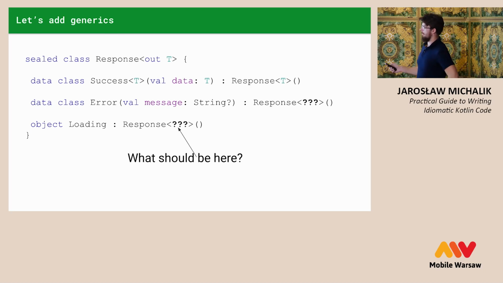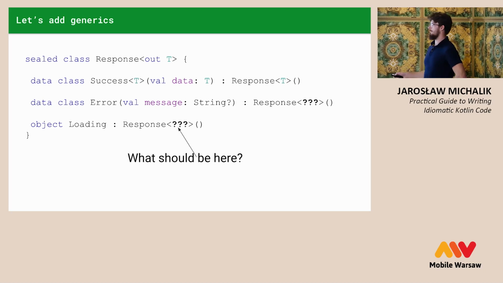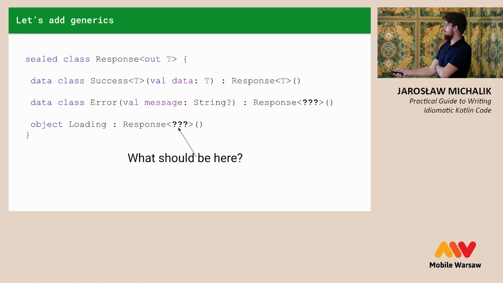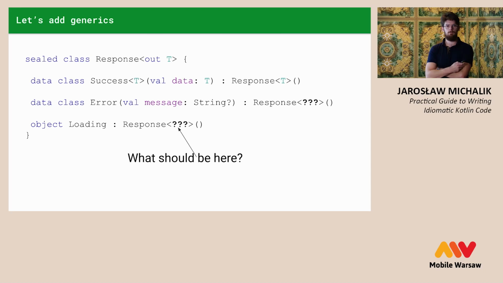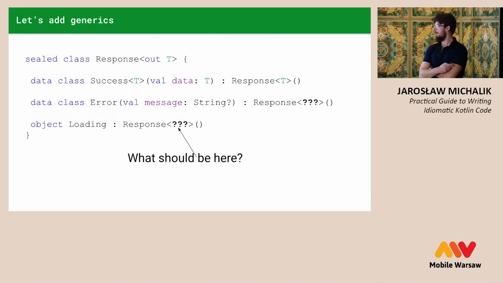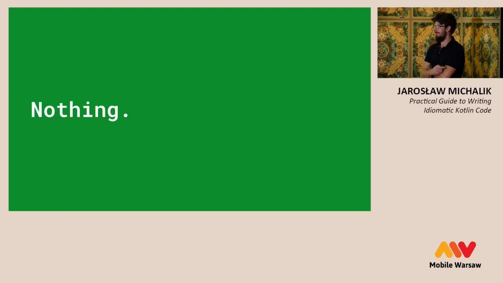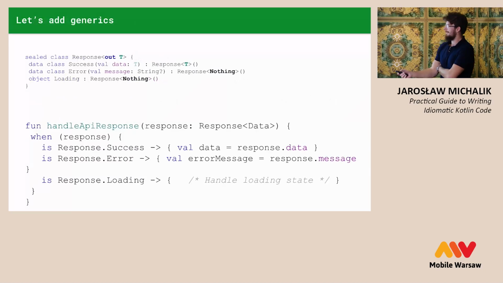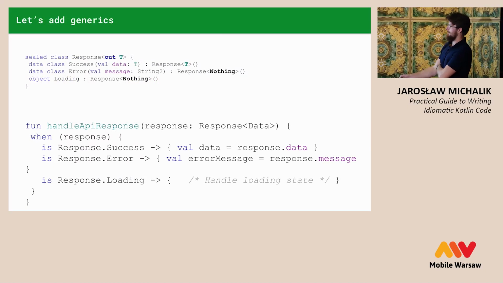Because we have success of some type, but the error shouldn't necessarily be of type list of data. Error should be always the same or very similar. So what type can we put in here? What should it be? Nothing. When we put nothing in here, we can now introduce a very nice when expression to match response for success, response for error without additional casting.